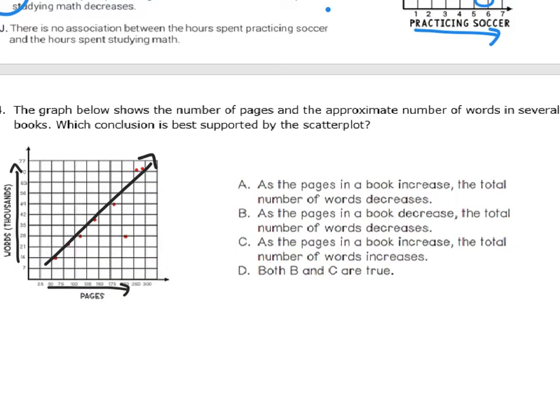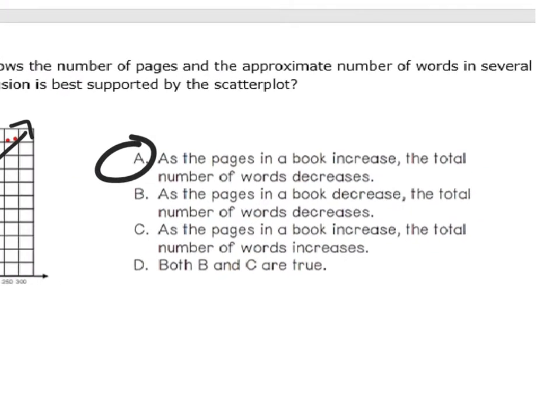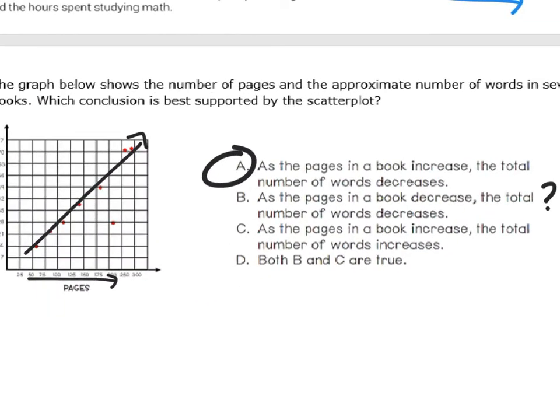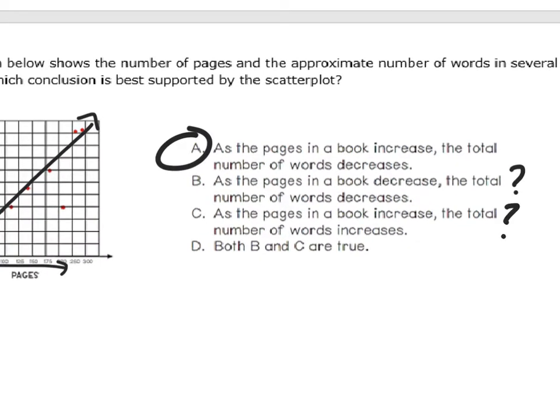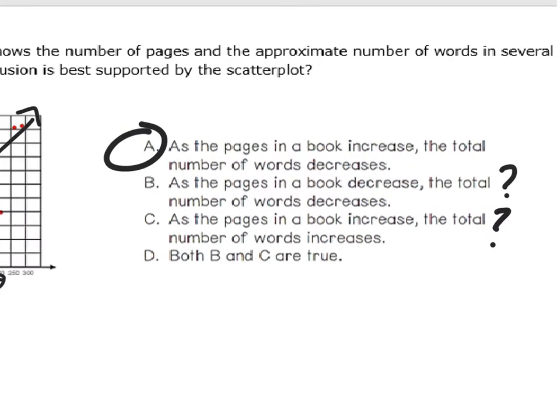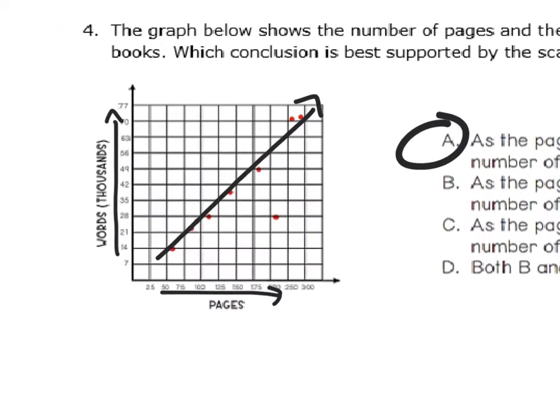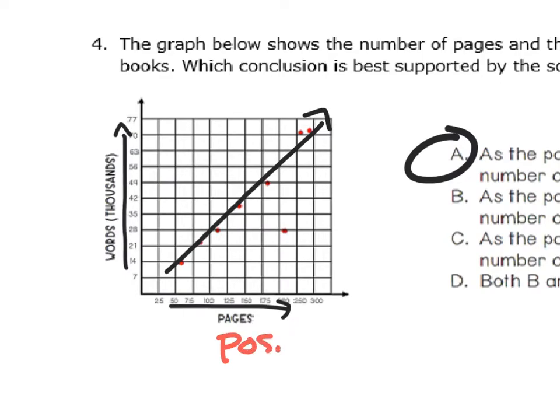As the pages of the books increase, the total number of words decrease. No, the more pages she reads, the more words she's read. As the pages in the book decrease, the total number of words decrease. It could be this, right? The fewer pages there are, the fewer words there are. That's true, right? As the pages in the book increase, the total number of words increase. This is also true, right? So it's just going forwards and backwards, but they're both going in the same direction. Decrease and decrease, increase and increase. Both of those represent a positive relationship, which we've already talked about, that it was increasing, so it was positive.